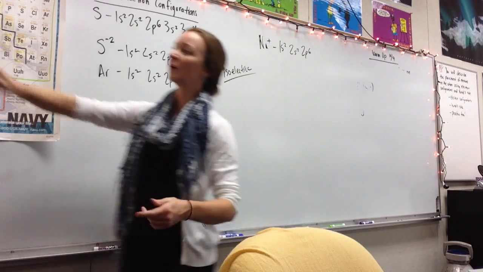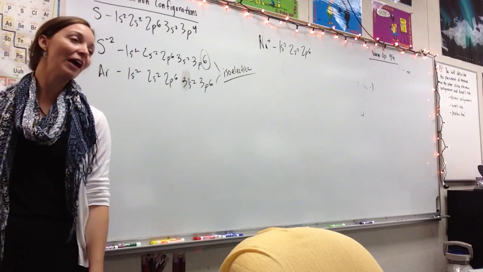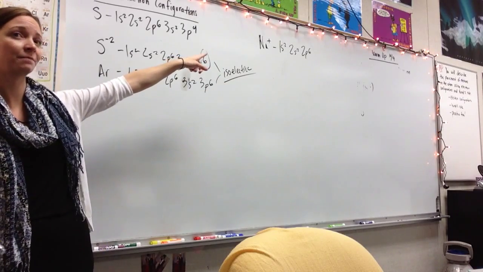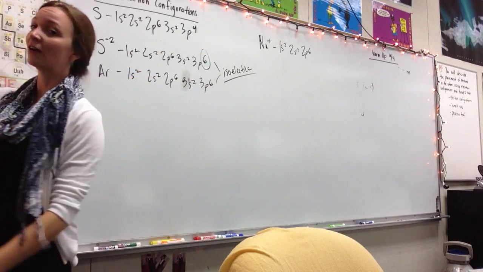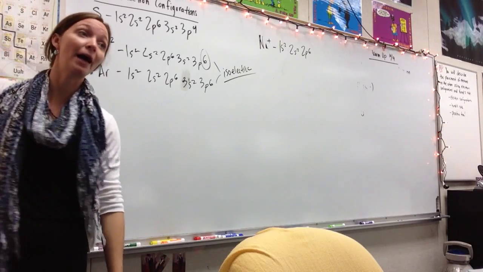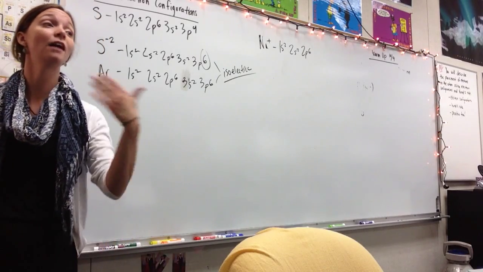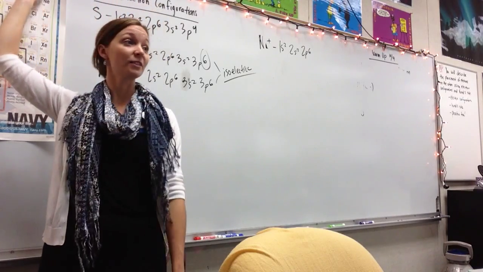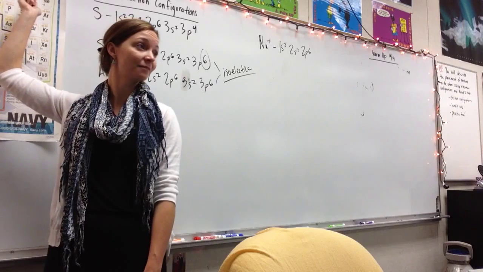Looking good. So guys, realize that Na is right here. However, sodium, in this case, if it's positive, did it gain or lose an electron? Lost an electron, so now it's going to be one place behind where it was before. If it lost an electron, we're back up here. So it's going to be isoelectronic with neon, okay?